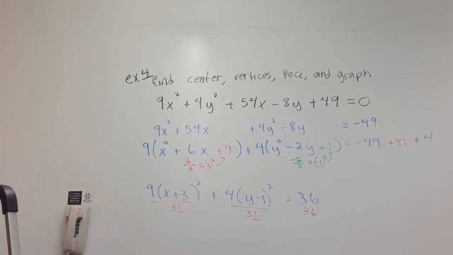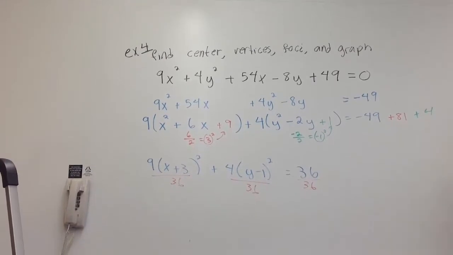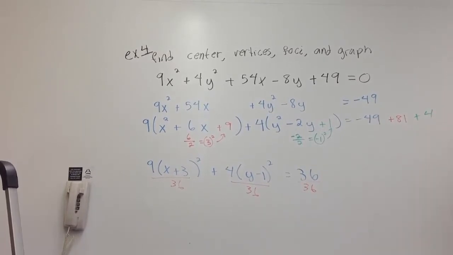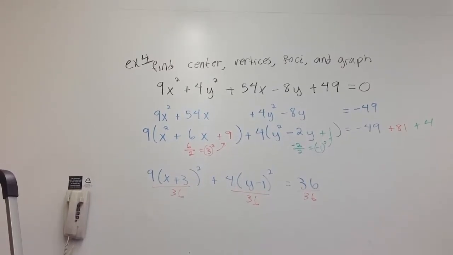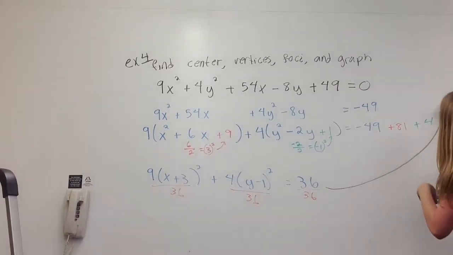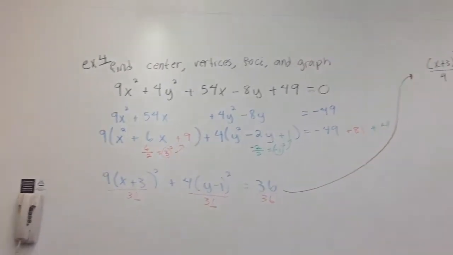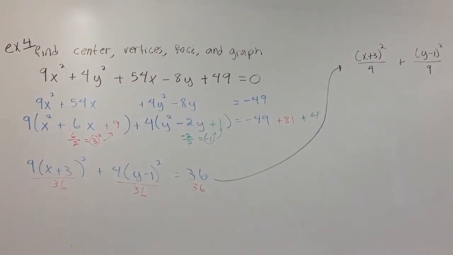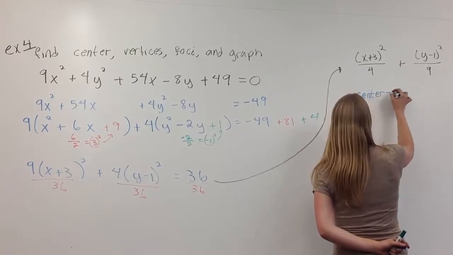Are there questions on anything that I've done so far? Okay, so I'm going to rewrite this. Those fractions will definitely reduce, and I will get x plus 3 squared over what? 4, plus y minus 1 squared over what? 9, equals 1. Okay, so from here I went to there. Now am I in the correct form? Yeah. Oh, good, finally. Center, foci, vertices. What is the center of this ellipse?